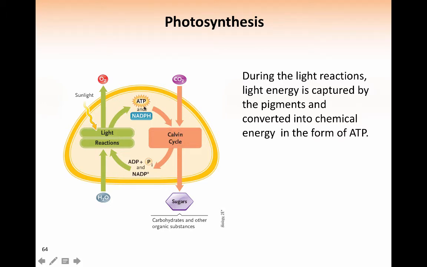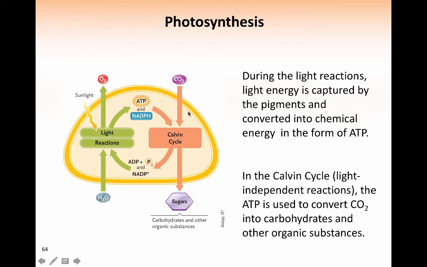So you can see ATP and NADPH are the main products of the light reactions that help to power the Calvin cycle in the production of sugars. In the process, of course, ATP becomes ADP and NADPH loses its electrons and becomes NADP+. In the Calvin cycle, or the light-independent reaction, ATP is used to convert carbon dioxide into carbohydrates.